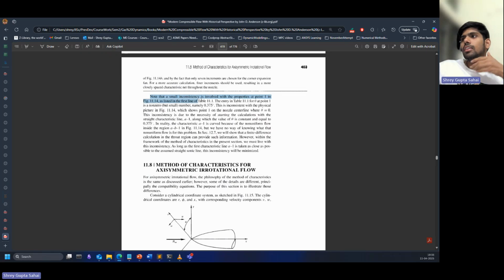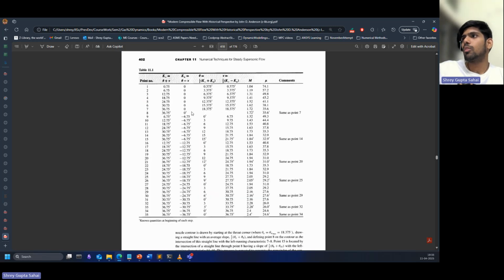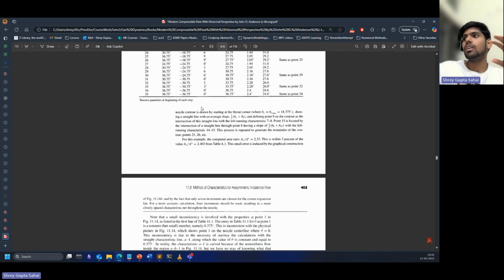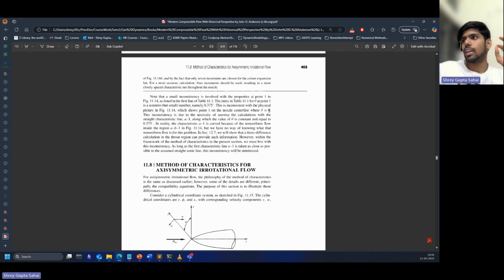So note that a small inconsistency is involved with the properties at the first point. Point one is the point at which the first characteristic line will intersect with the center line. We give a finite value of theta to point one. But at the center line, theta has to be zero. It cannot be some finite value. This inconsistency is due to the necessity for starting the calculation with straight characteristic line A1.